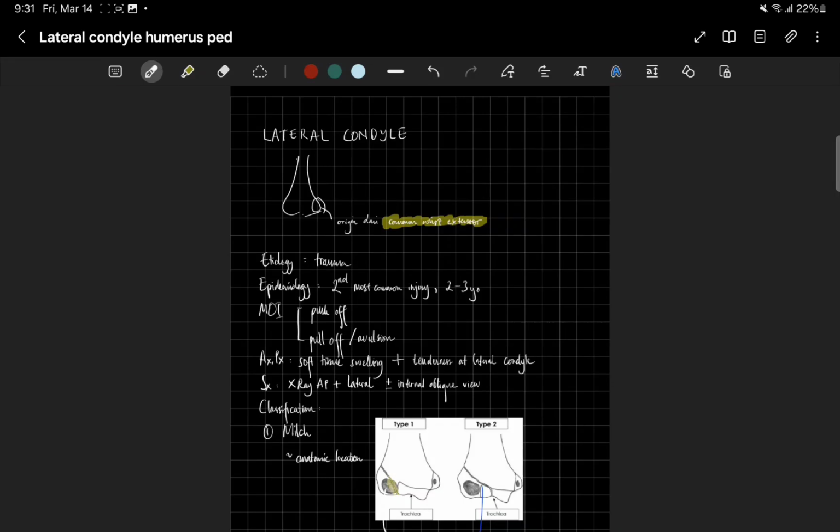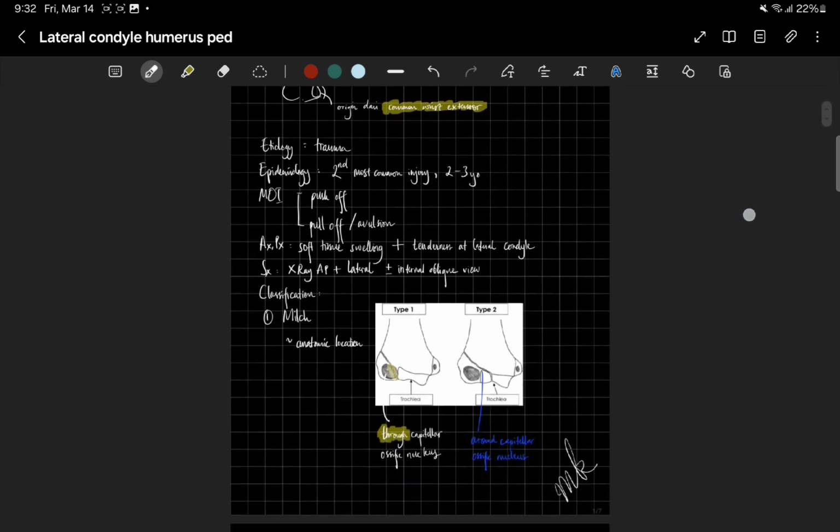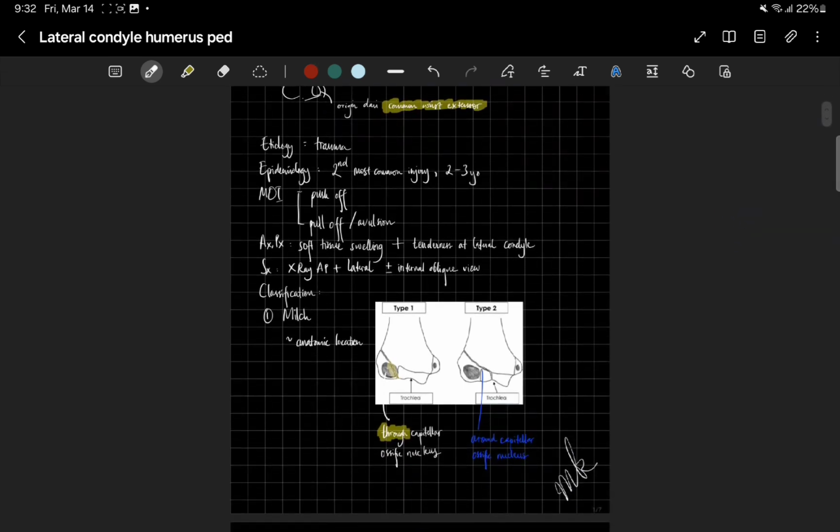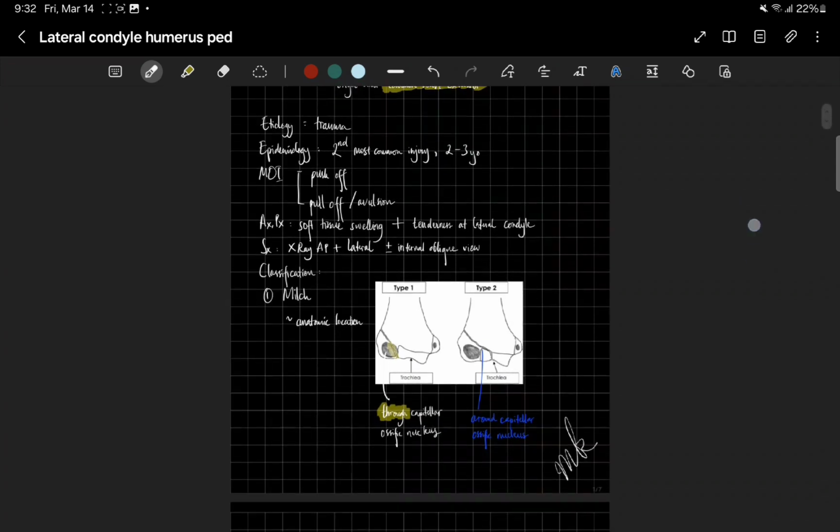So today we would like to discuss the lateral condyle fracture of the distal humerus. As we know, the lateral condyle is the origin of the common wrist extensor. The etiology is trauma, and it affects children 2 to 3 years old, with the second most common injury over pediatric orthopedic cases. The mechanism of injury is usually a pull-off or avulsion mechanism because of the common wrist extensor origin.